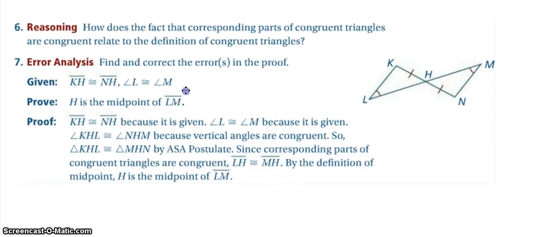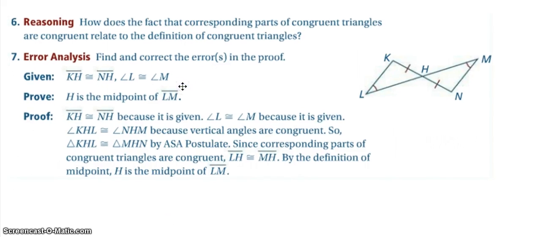Alright, these are the last problems for this video. So in 6, take a moment to ponder, how does the fact that corresponding parts of congruent triangles are congruent relate to the definition of congruent triangles? And then in 7, try to find the mistake in that proof. So come back to get the answers for both of these.